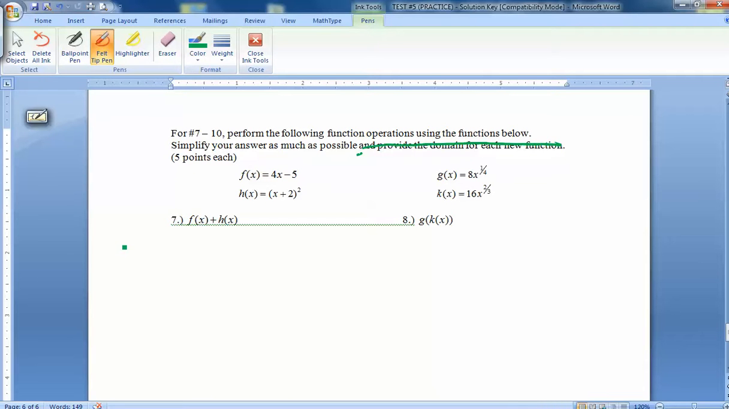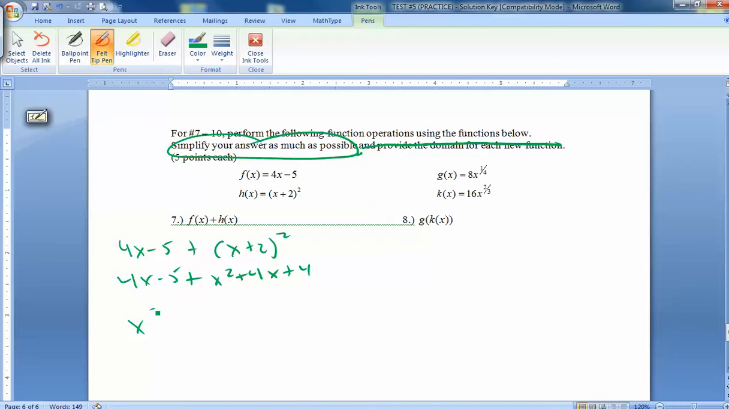So here we're asked to add the two functions. That's easy. 4x minus 5 plus x plus 2 squared. But we're also asked to simplify as much as possible, so I'm going to FOIL that. X squared plus 8x minus 1.